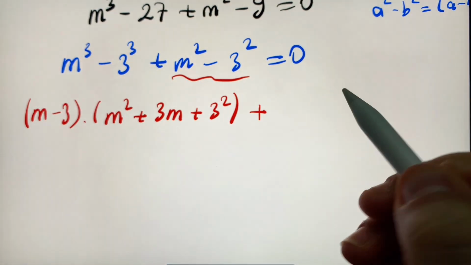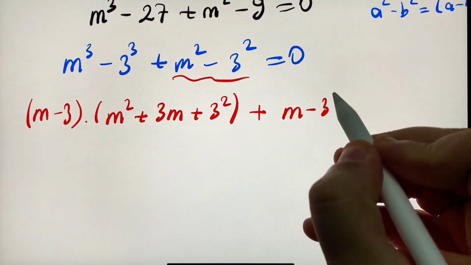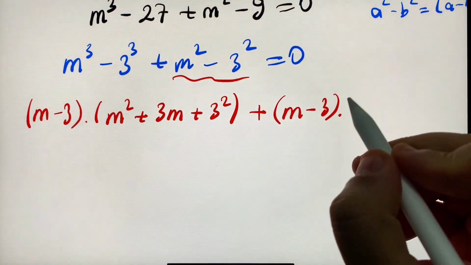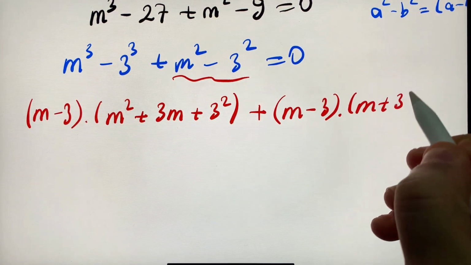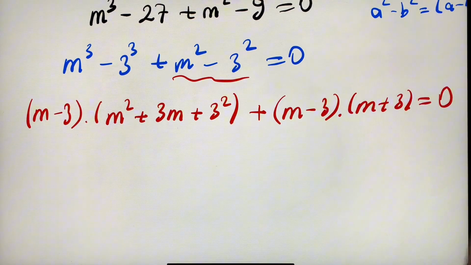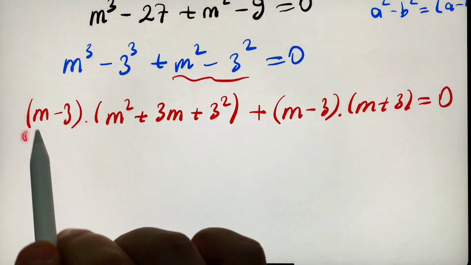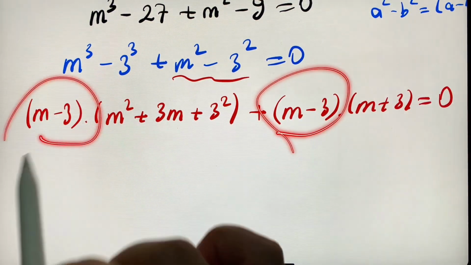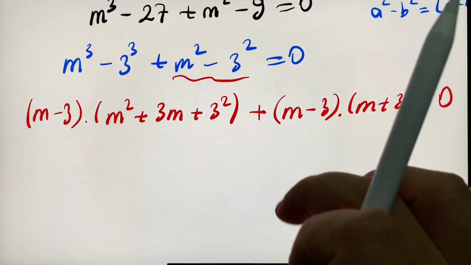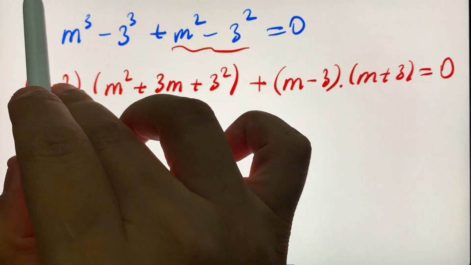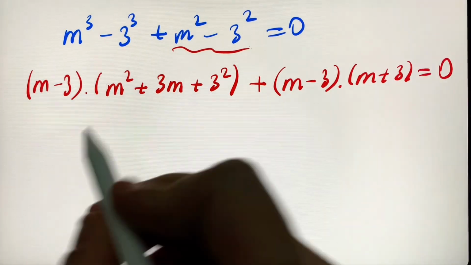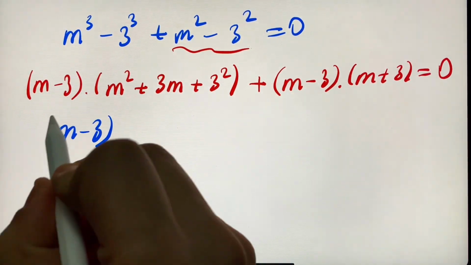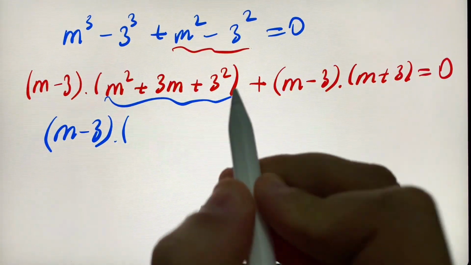Plus, now I open this statement: (m - 3) in brackets times (m + 3) in brackets again. If you pay attention now, guys, m - 3 is here, and m - 3 is here. Then I complete the equation here. I can take m - 3 as a common multiplier bracket. Immediately I wrote m - 3 in brackets. This statement will come as it is.